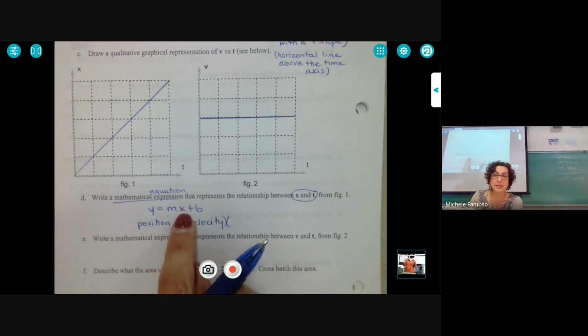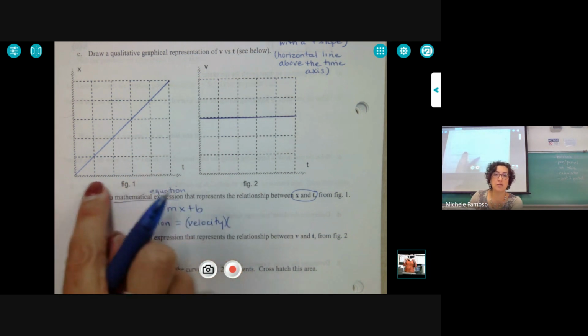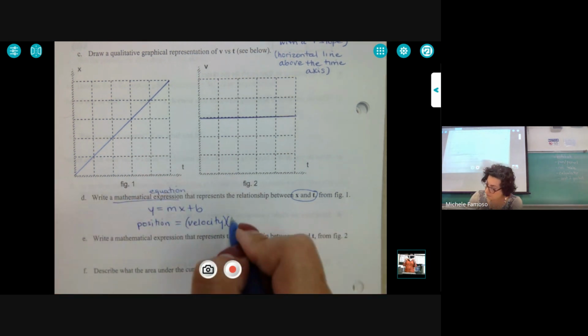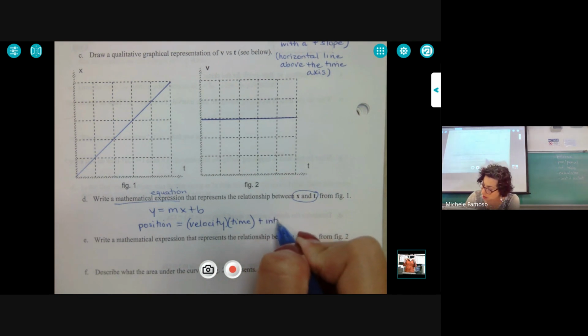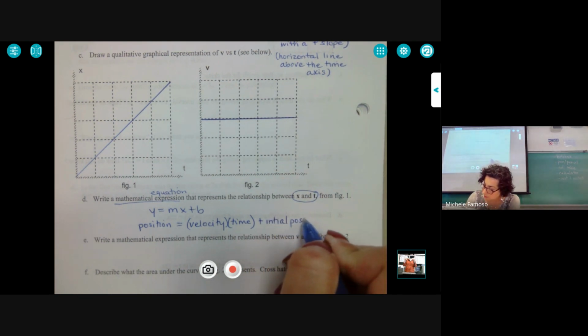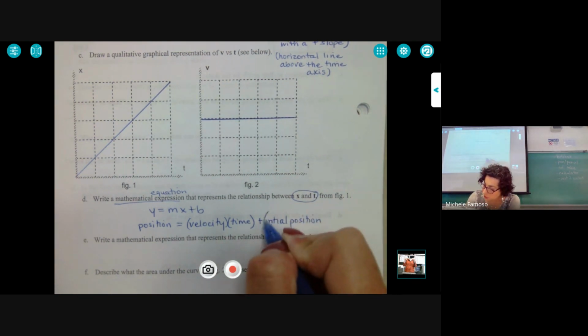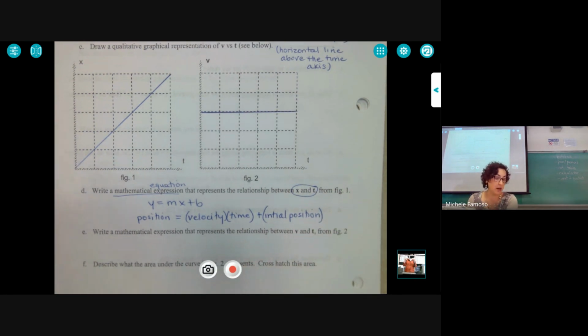What's on the x-axis of this graph? Time. So velocity times time plus. Do you remember what the b is? The initial position. It tells me what your initial position is. Since I don't have any numbers, I can't put values in, but I can say what those values would represent.